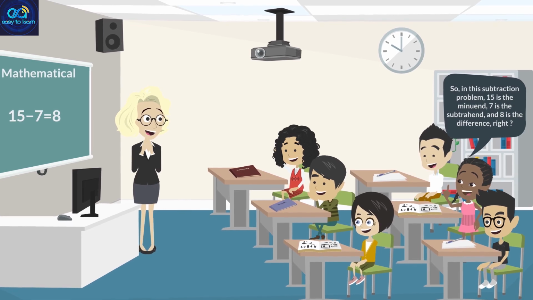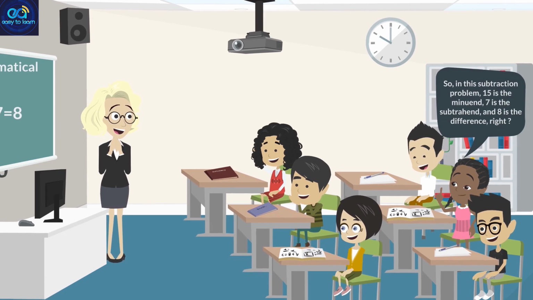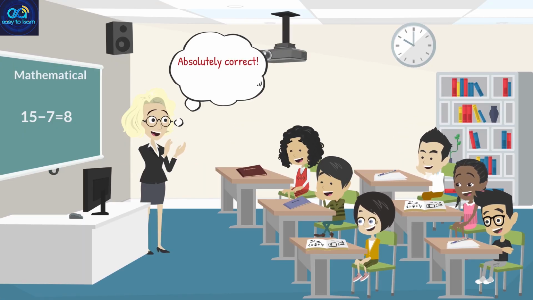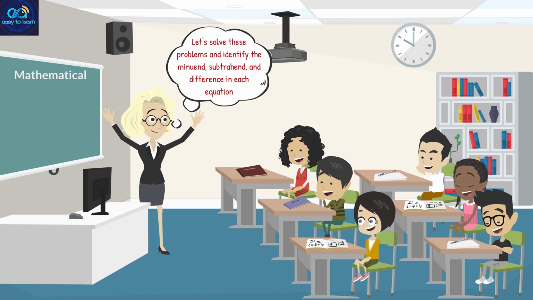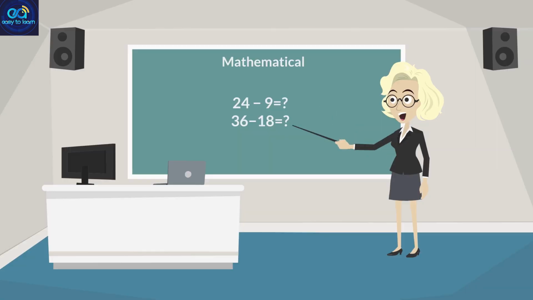So, in this subtraction problem, 15 is the minuend, 7 is the subtrahend, and 8 is the difference, right? Absolutely correct. Well done, Apple. Let's solve the problems and identify the minuend, subtrahend, and difference in each equation. 24 minus 9 equal to question mark, and 36 minus 18 equal to question mark.